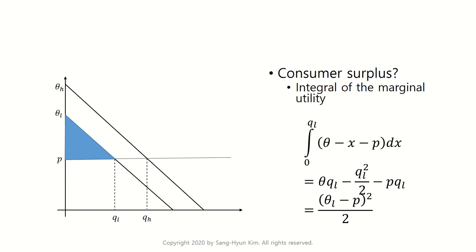If you differentiate the utility function, you get the marginal utility, and you set the marginal utility equal to 0, then you get the demand function. Then you integrate the demand function, and you get the consumer surplus. So consumer surplus is simply the utility function for a given price.